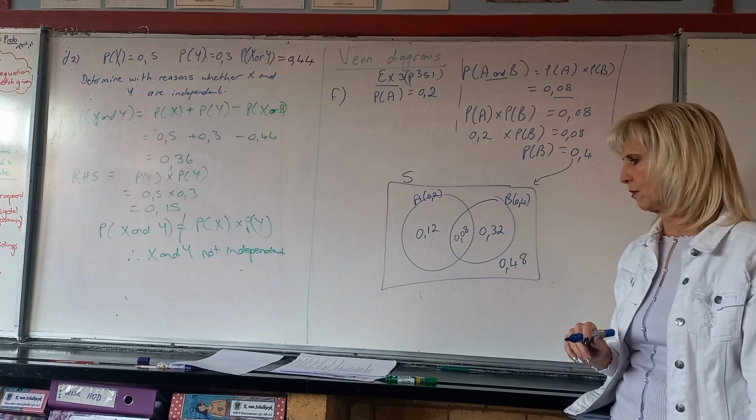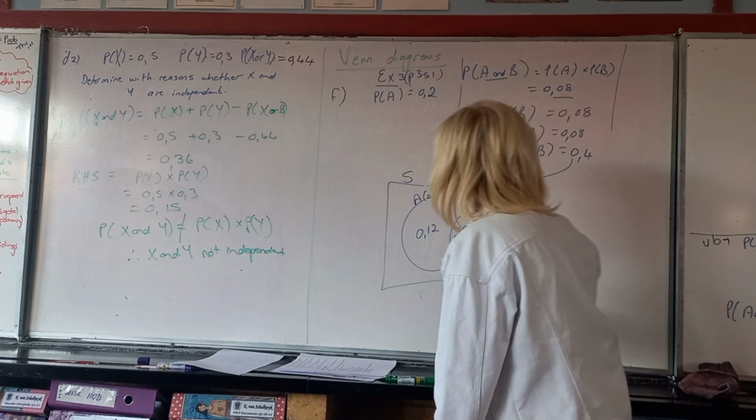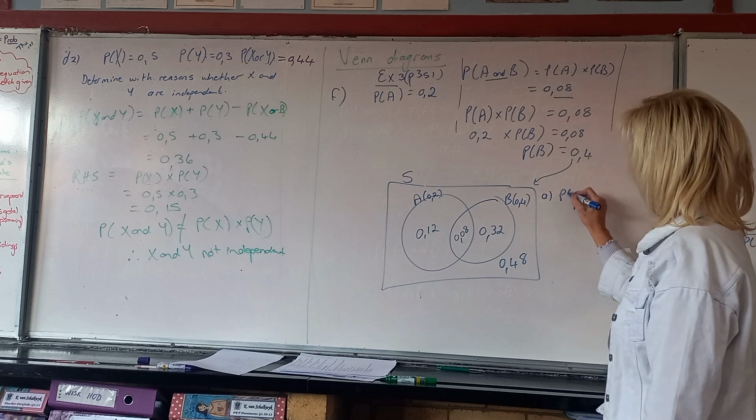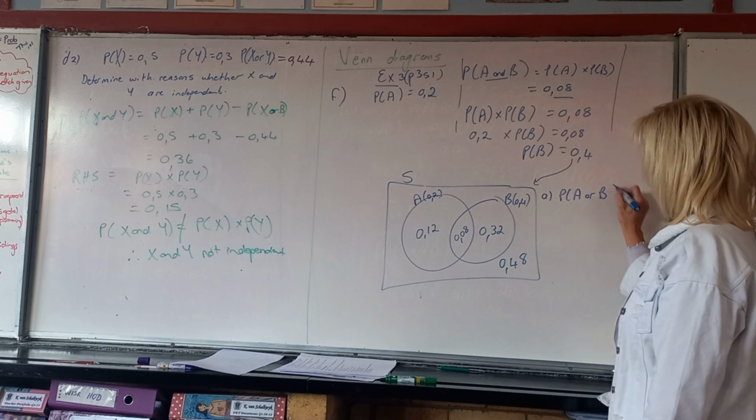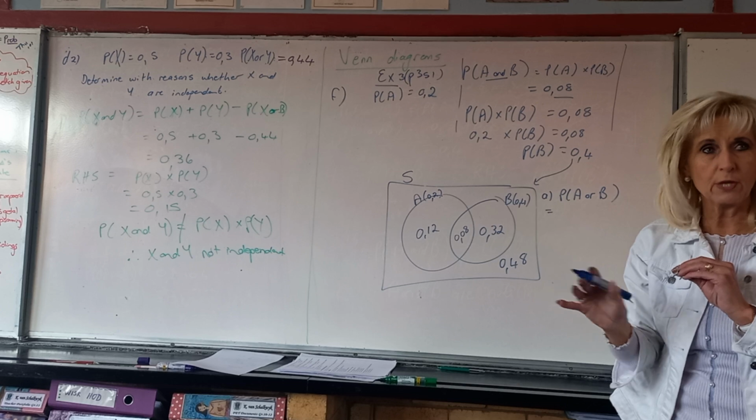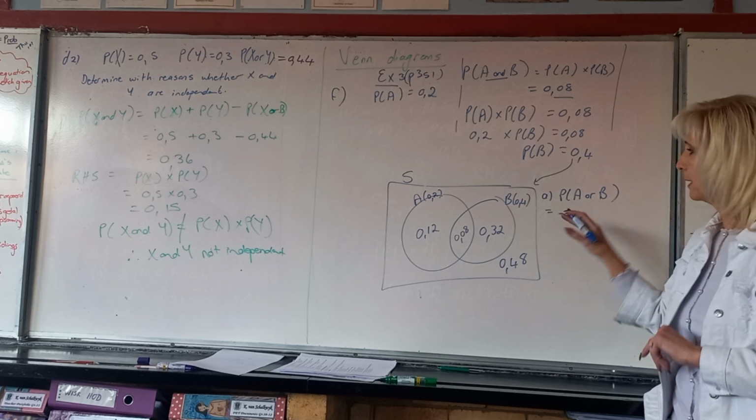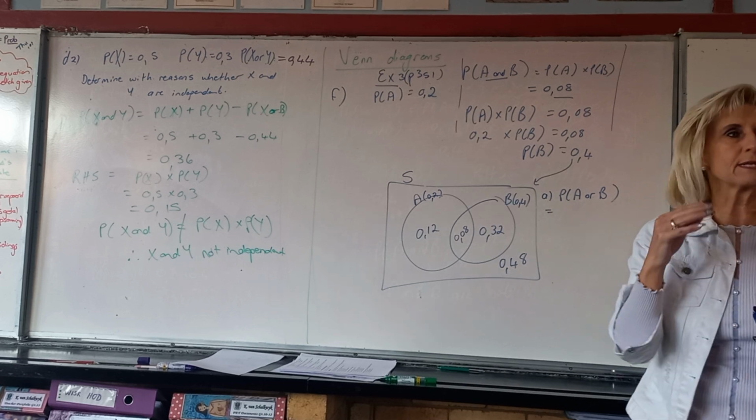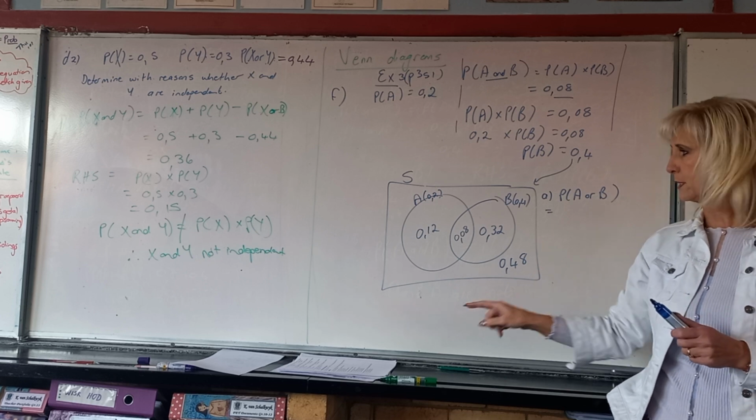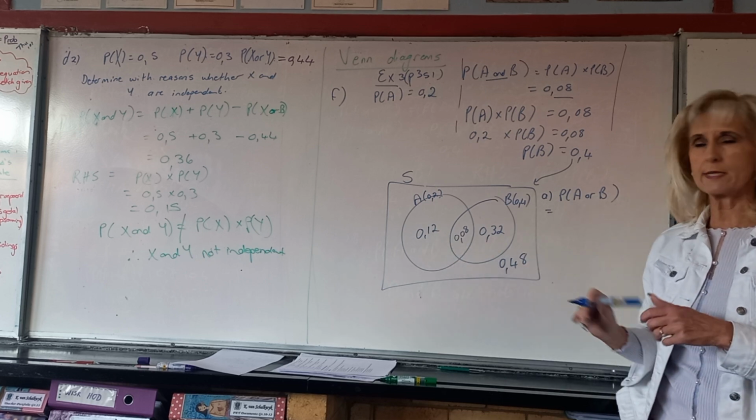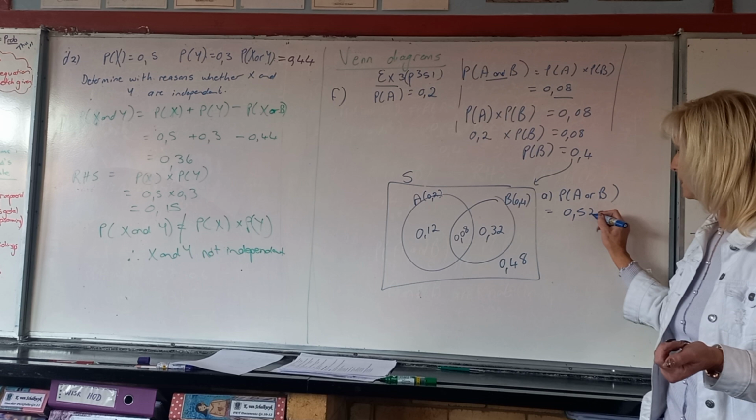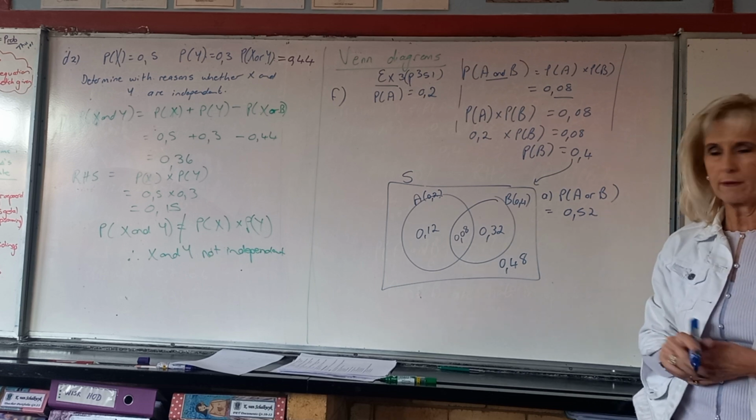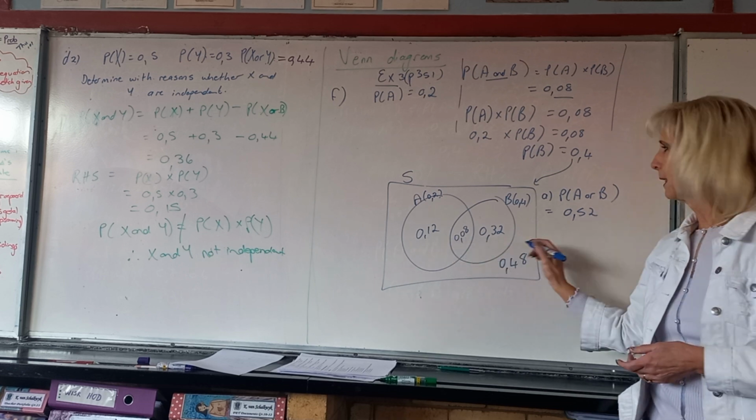Now the questions are: what is the probability of A or B? Could I have done it with the formula? Yes. Okay. But if I just have the Venn diagram, it makes my life much easier. Because the or part is plus, plus, plus. I already said that that answer was 0,5. So you just add them together. Are you seeing this? Yes.